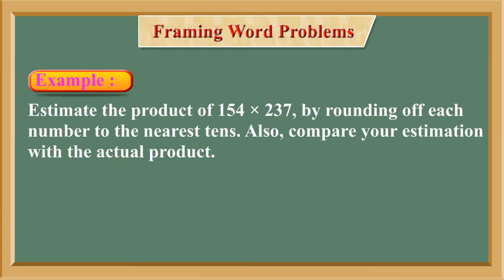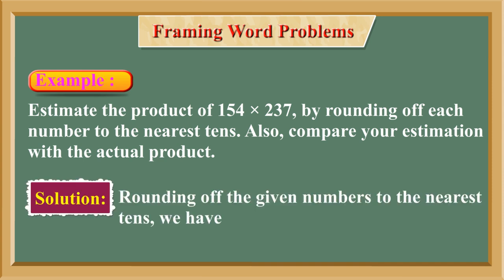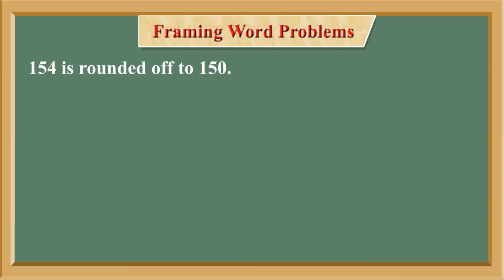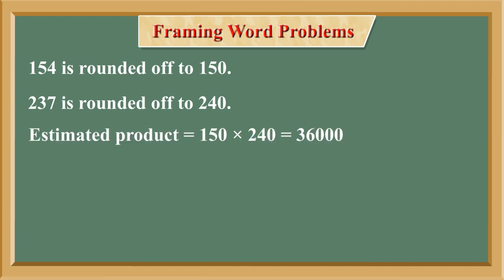Example: estimate the product of 154 multiplied by 237 by rounding off each number to the nearest tens. Also, compare your estimation with the actual product. Solution: rounding off the given numbers to the nearest tens, 154 is rounded off to 150, 237 is rounded off to 240. Estimated product is equal to 150 multiplied by 240, which is equal to 36,000.